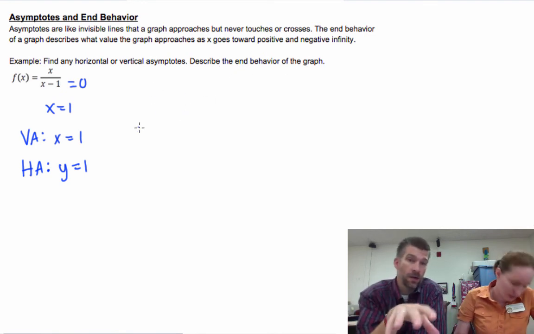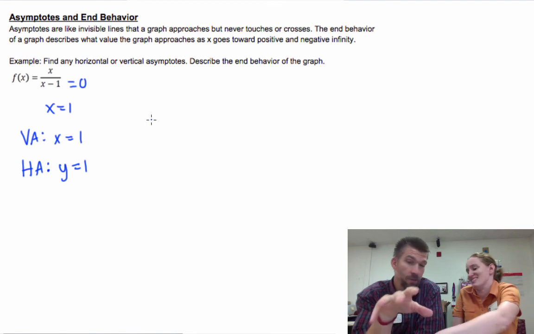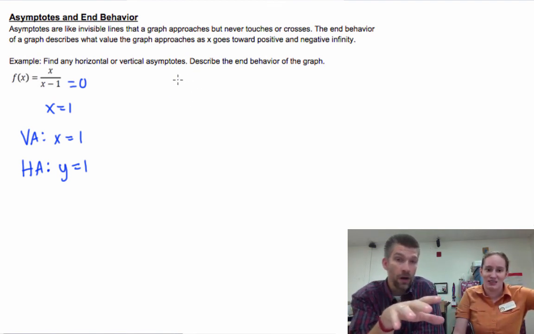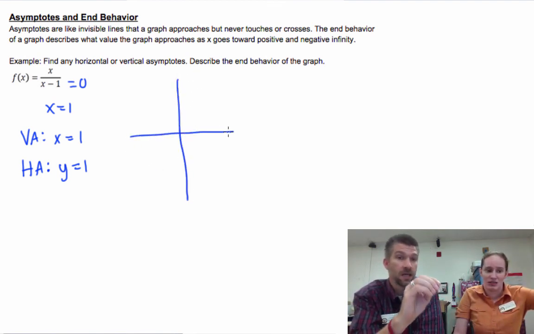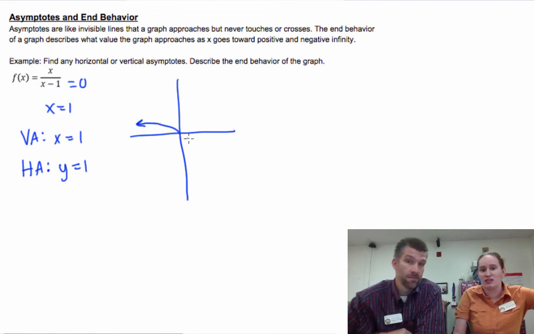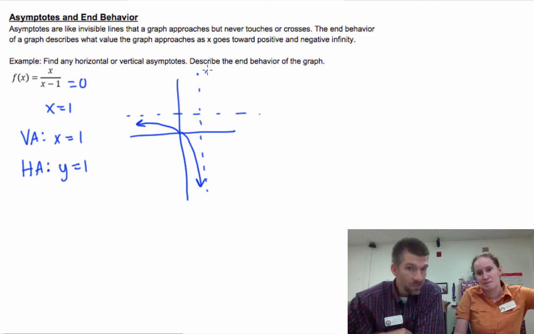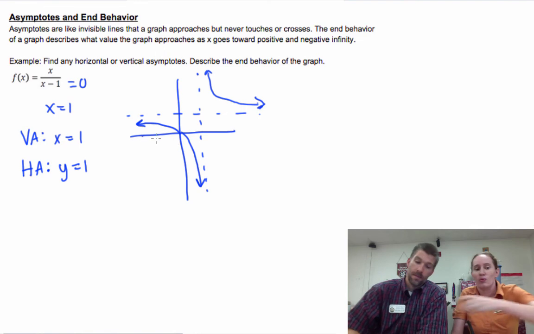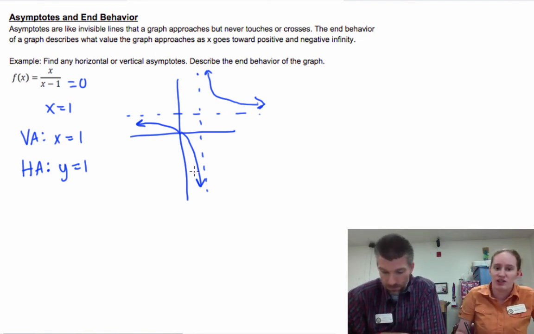By the way, on this, for the record, I don't mean to interrupt, but nowhere did Mrs. Stevenson take the numerator and set it equal to 0, because all that tells us is the x-intercepts. It does not tell us a domain issue at all. You might be tempted, but don't do it.